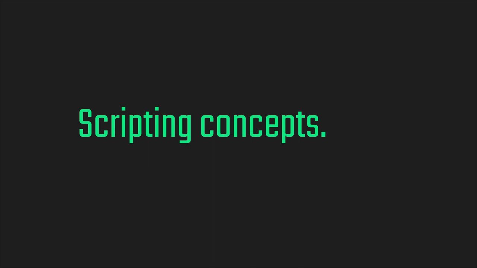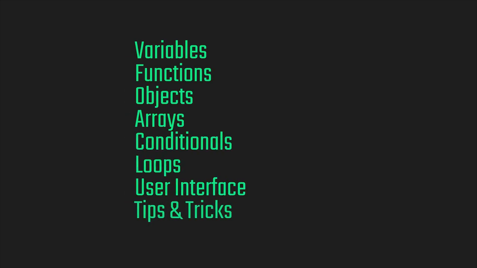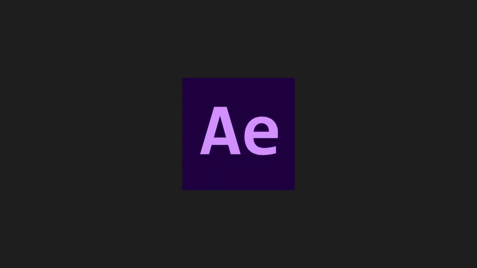I will discuss all the concepts one by one so it will become very clear how each part of the code works. If you want to know a specific thing, I'll put timestamps for all the things I cover in the description. Let's begin. Scripts for After Effects are essentially automated actions that are performed by After Effects.